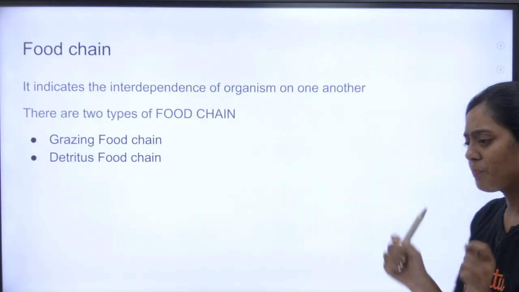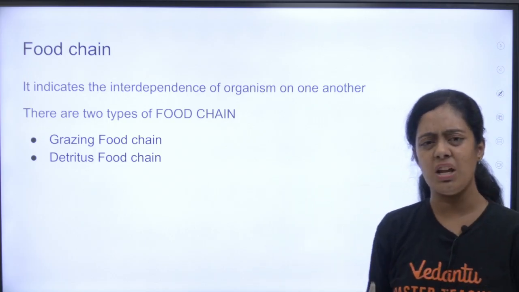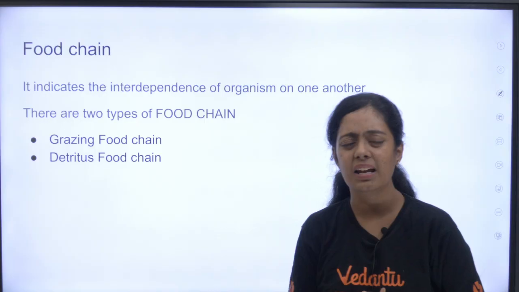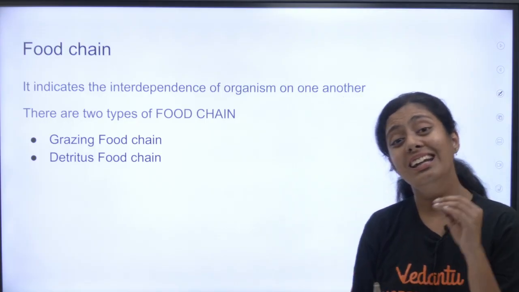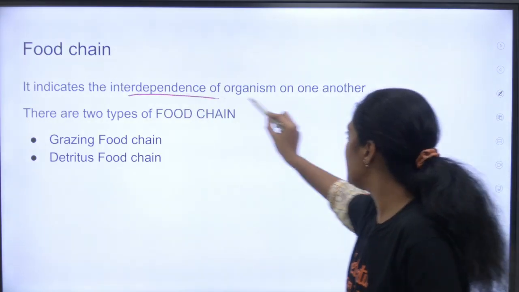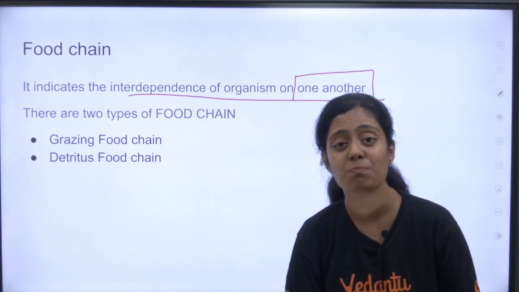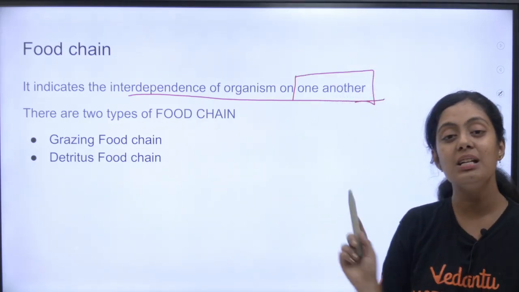Yes. Now the important topic is food chain. You must have studied it from a young age, in 5th, 6th, some of you even in 3rd, correct? So what is food chain? It indicates the interdependence of organisms on one another. How two organisms depend on each other is what we call a food chain, okay.